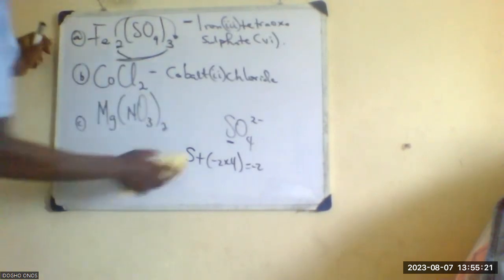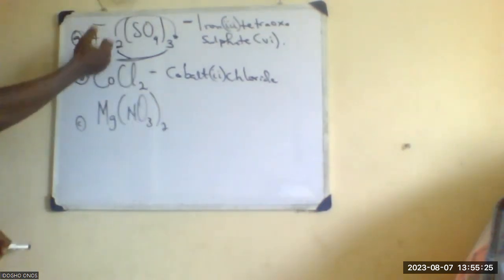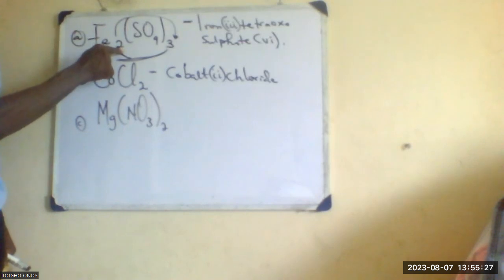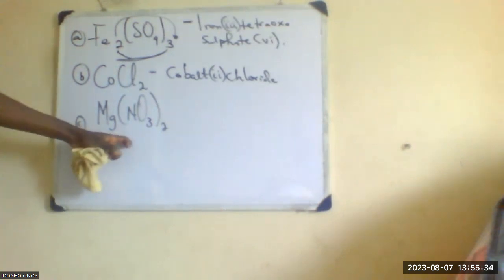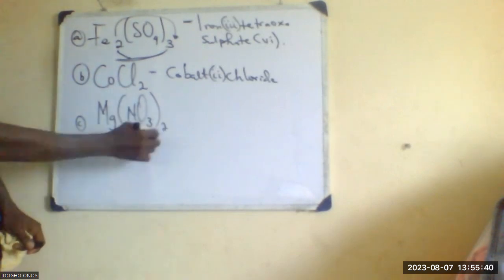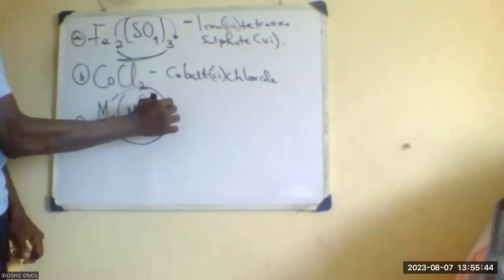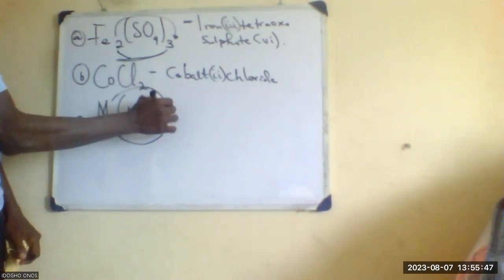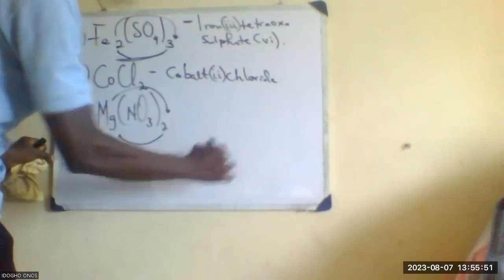So why can this be so tricky? This is why. Some students will go and say it is iron 2 because of this 2 that is here. Then for this, if you do your crisscross rule again, 2 comes here, and the invisible 1 goes here. So that means NO3 is NO3 minus.